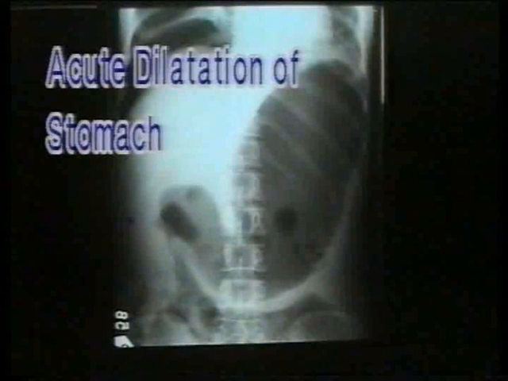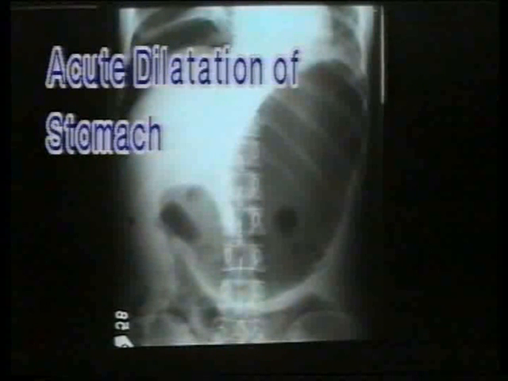In this X-ray of perforative peritonitis, note the large distended stomach in the left upper abdomen. This is an abnormally large stomach in acute dilatation of the stomach. It usually contains a large fluid level when in erect position.